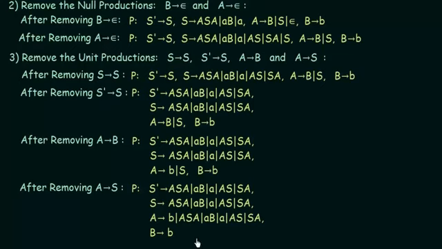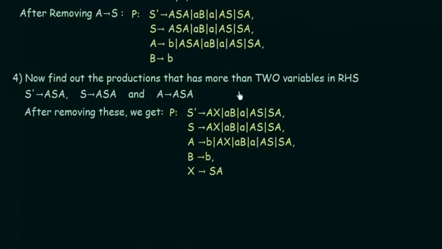Okay, so now we can go to the next step. In the next step, we have to find out the productions that have more than two variables in the RHS. If you remember the rules of Chomsky normal form, we are not allowed to have more than two variables in the RHS. So this is the latest production that we have, and from it we see that S' is giving ASA. It is having three variables, so this is not allowed. And S gives ASA. This is also not allowed. And A is also giving ASA. So these are the three productions that violate the rules of Chomsky normal form.